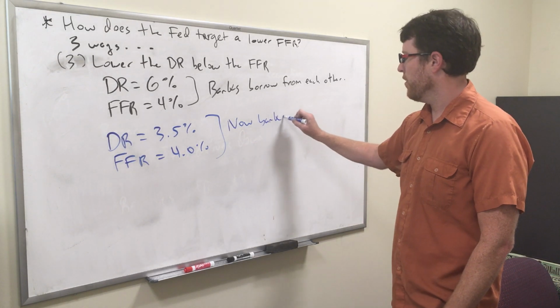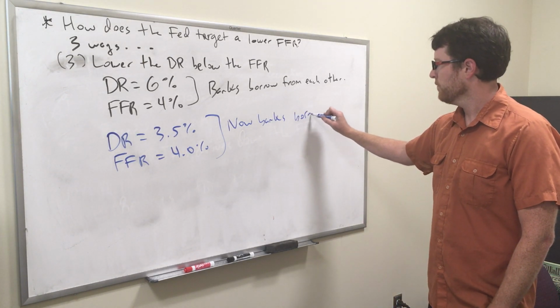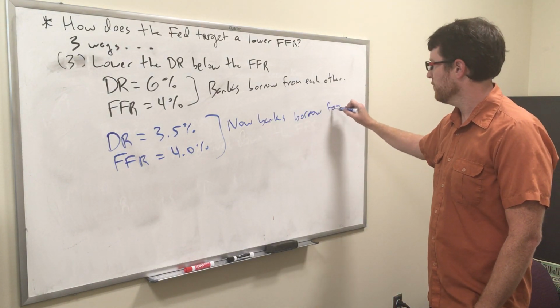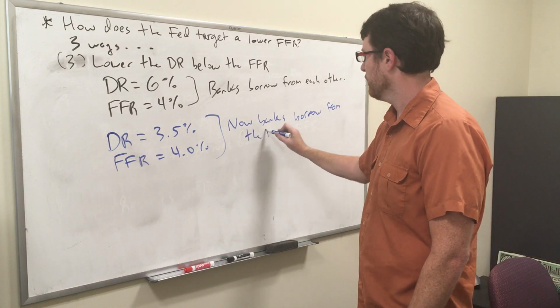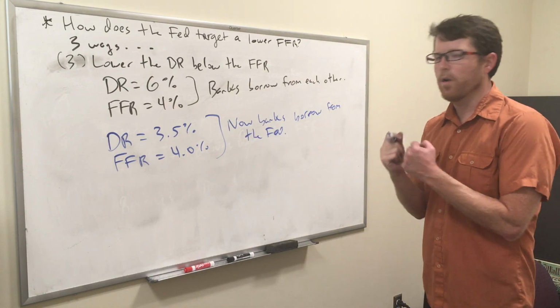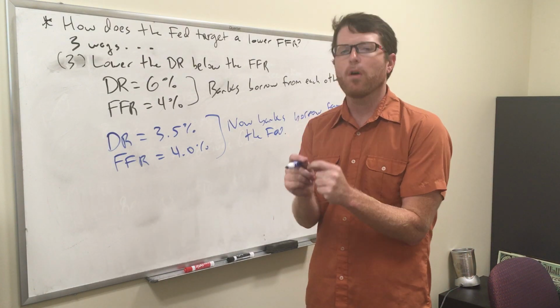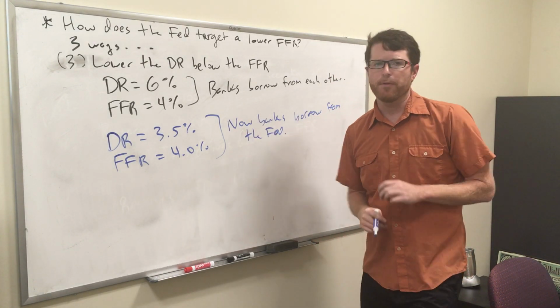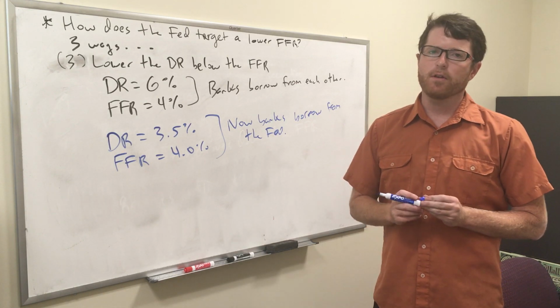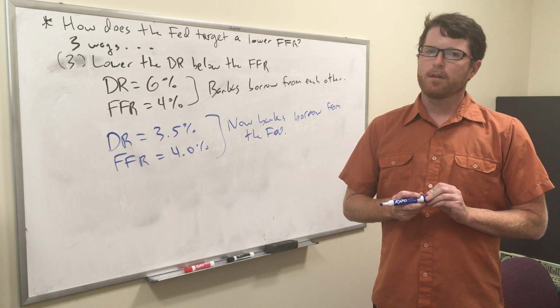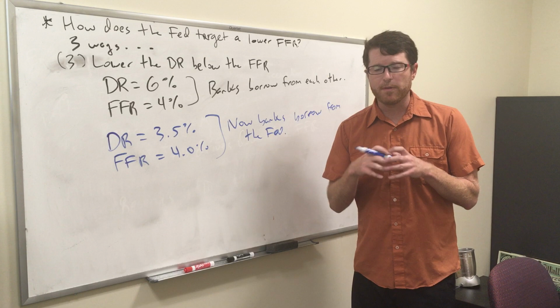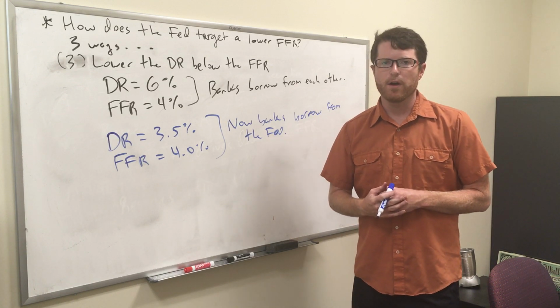And now banks borrow from the Fed. Okay, so that's punch number one. Punch number one works because now when the banks borrow, they borrow new money from the Fed, which temporarily increases the money supply. Now, what is punch number two going to be? What's going to be the second thing that causes the money supply to go up?